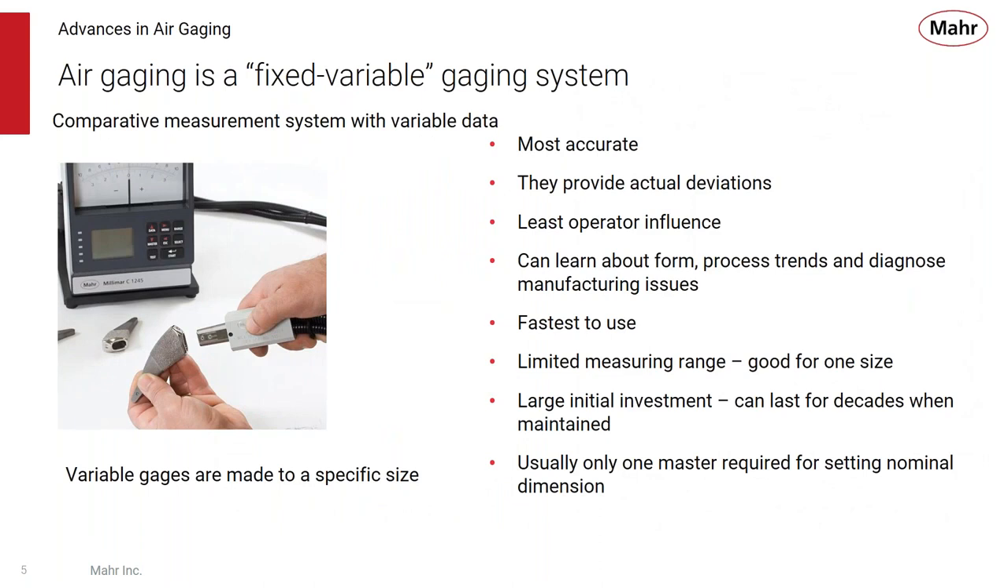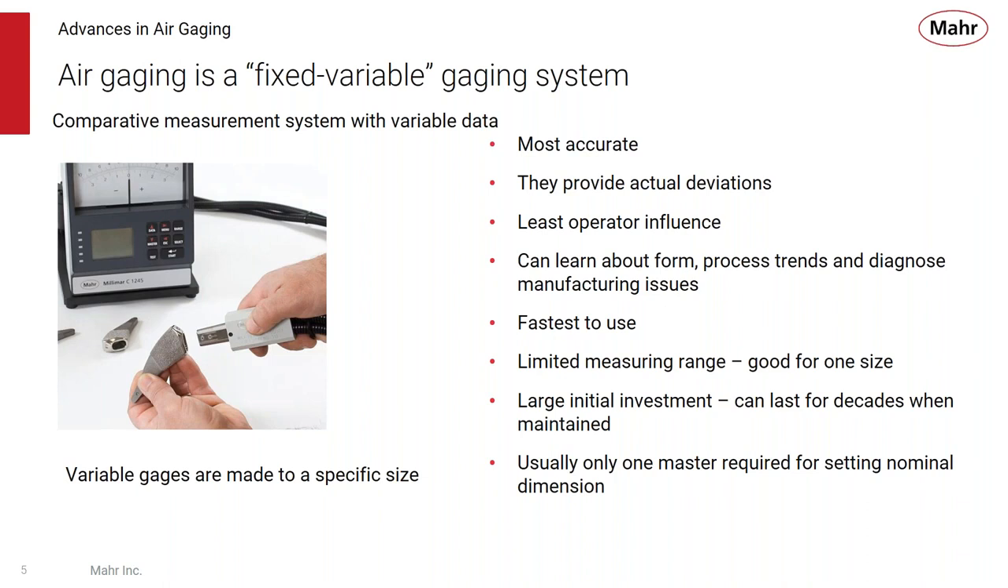So we refer to air gauging as a fixed variable gauging system. It's a comparative measuring system that gives us variable data. Because of this, it is the most accurate way to make dimensional measurements. You can get the actual deviations if you're interested in collecting data or doing process improvements. Because the air tool is made to the specific dimension that's being measured, it has the least operator influence. When you're collecting data, you can learn about the form, the process trends, and diagnose manufacturing issues.